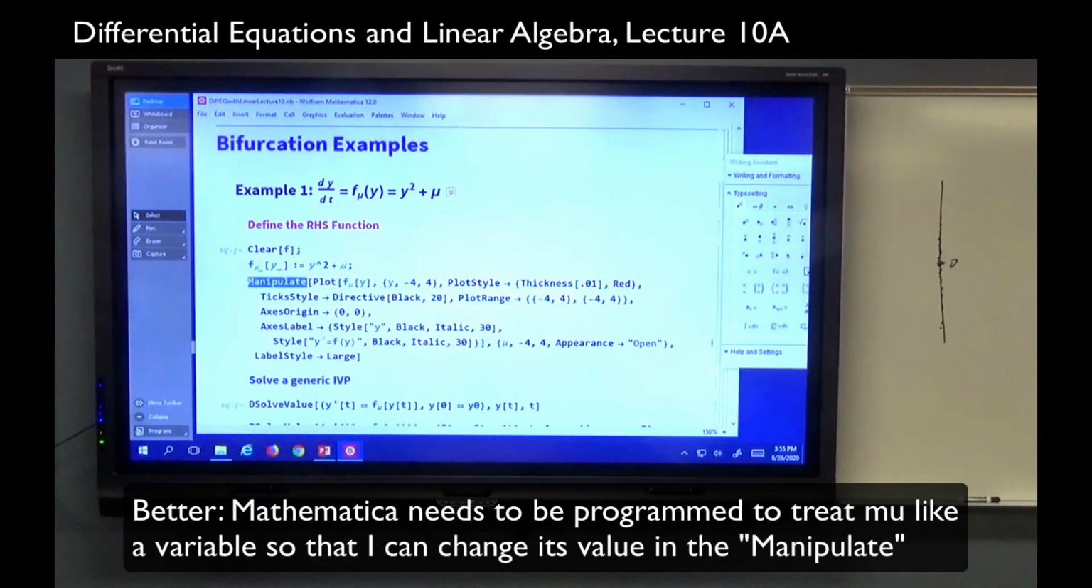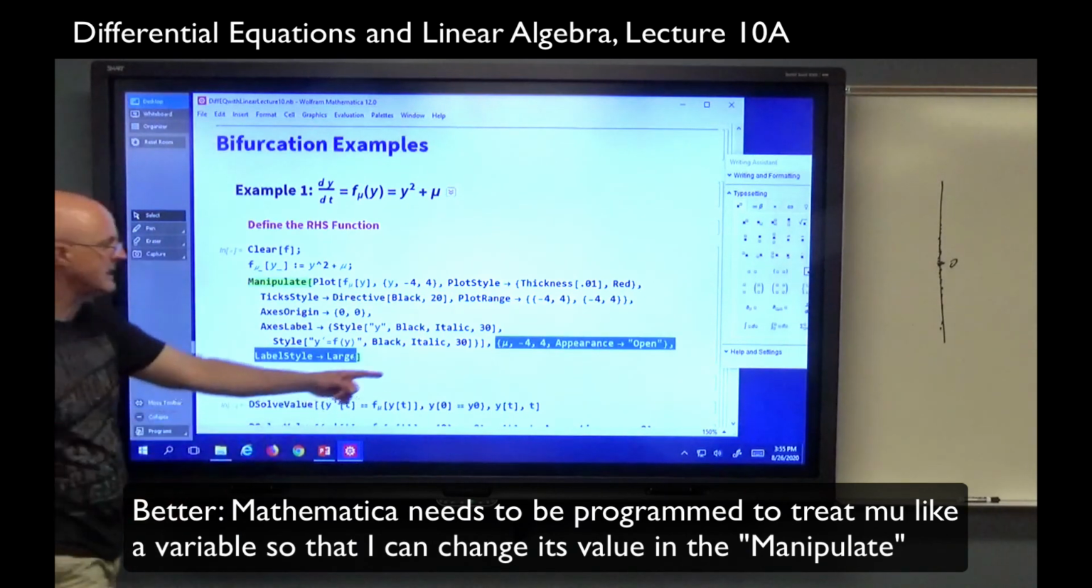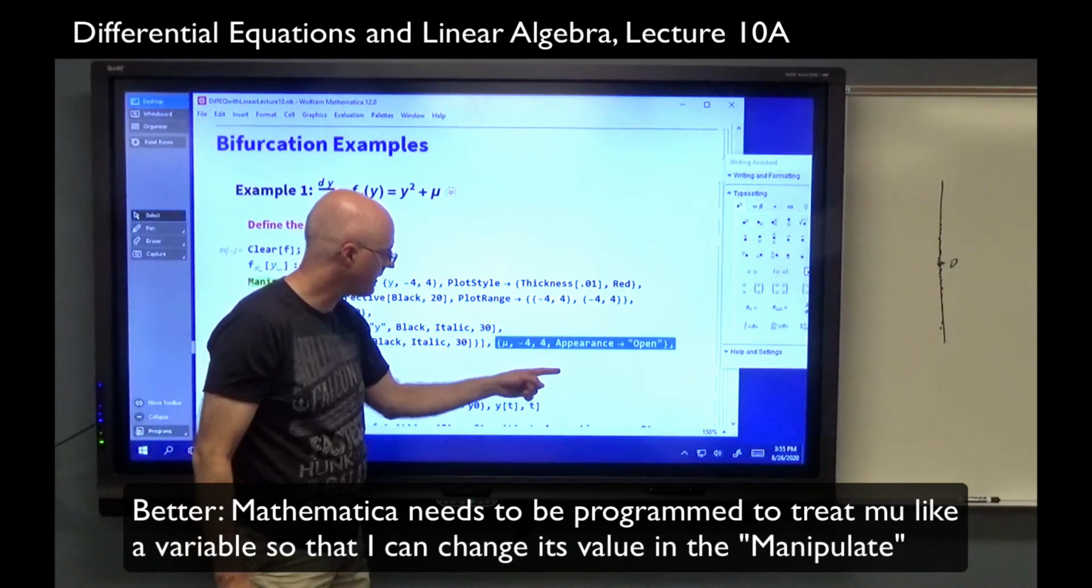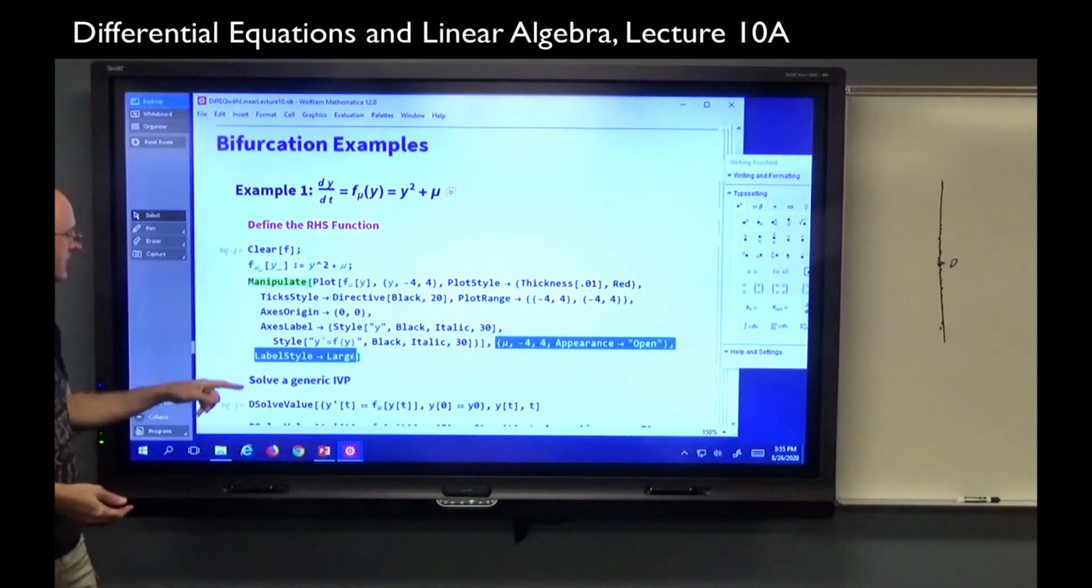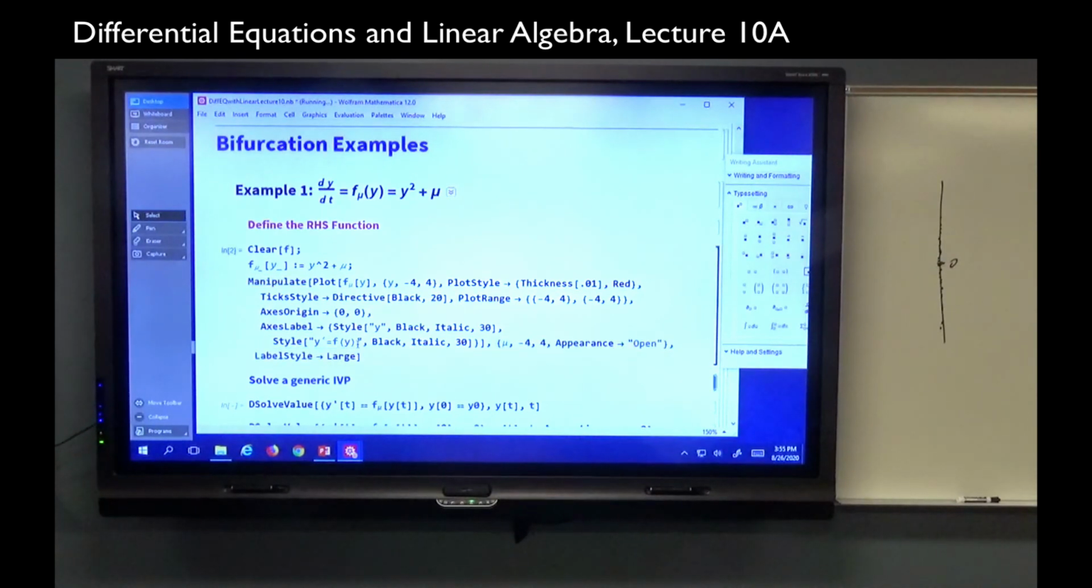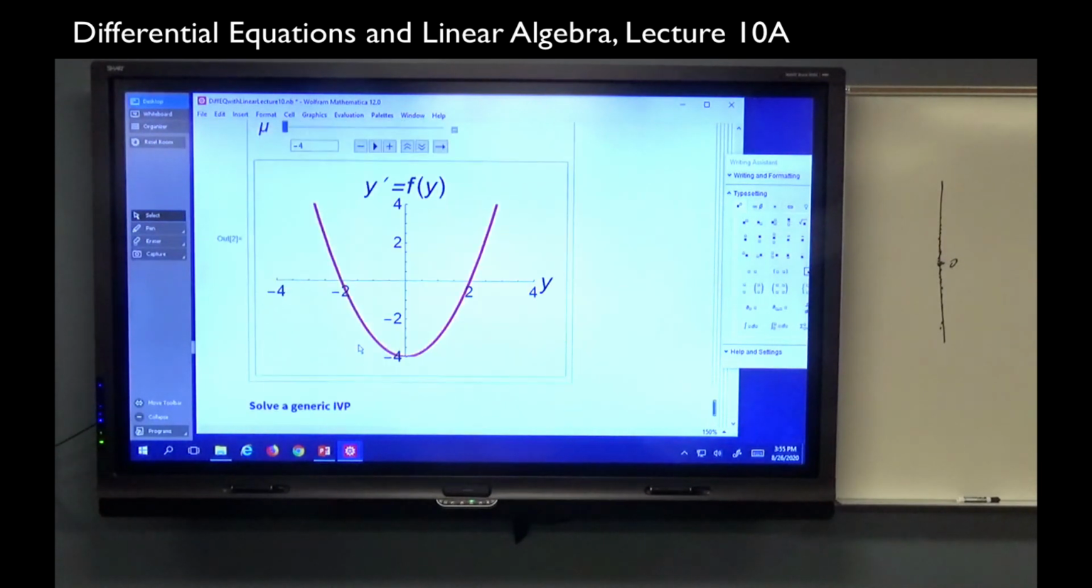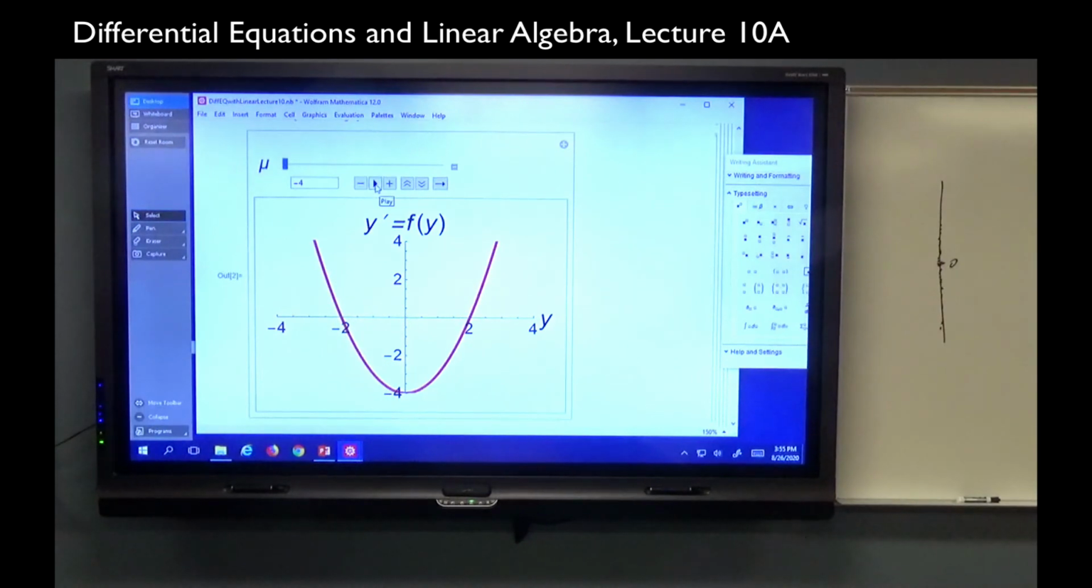Manipulate makes an animation. Here's the n square bracket for the plot, and here's the n square bracket for the manipulate. After the plot, this part right here lets mu go from negative 4 to 4. The appearance just allows us to see the value of mu, and the label style large just means it's bigger than the default. So this is the graph of the right-hand side function.